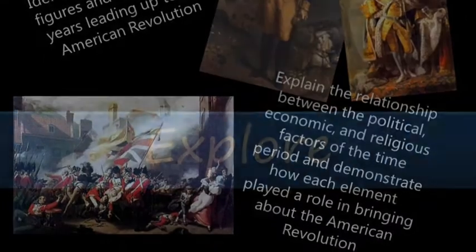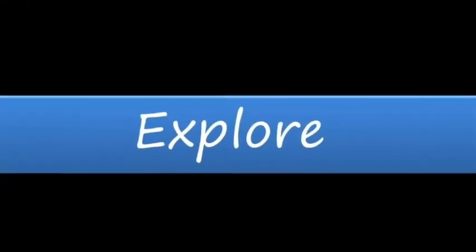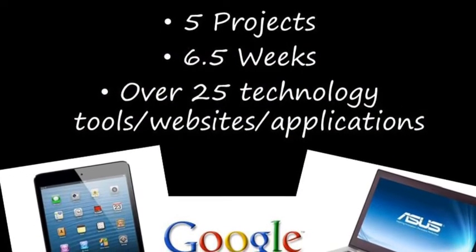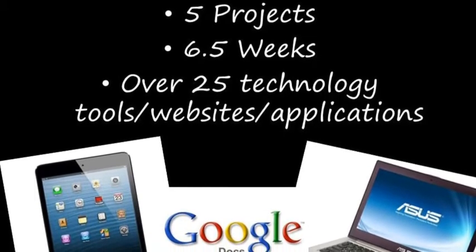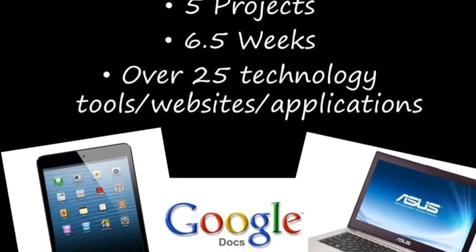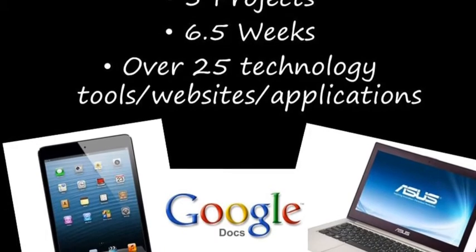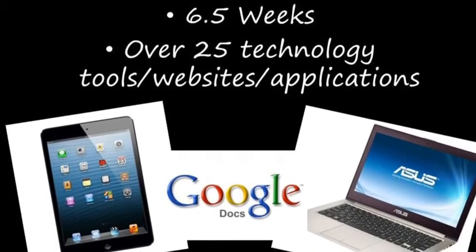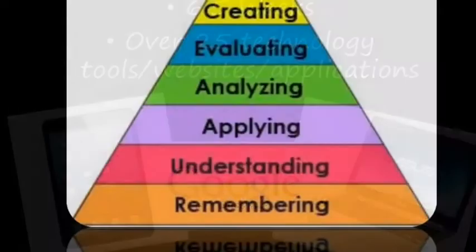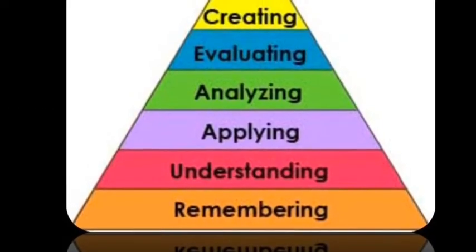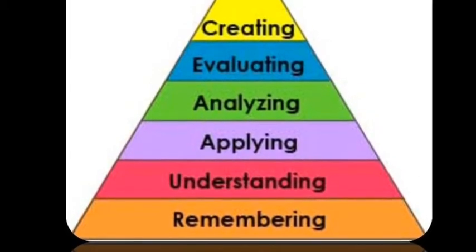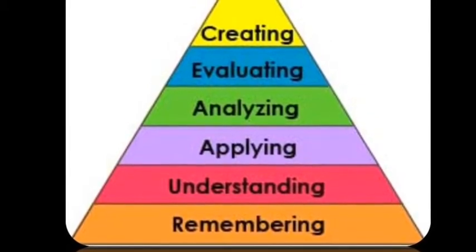And what better way to learn about the events leading up to the Revolution than to actually explore and experience it? The Road to Revolution is a project-based unit where students are actively discovering and creating. Over a 6.5-week time period, students will complete 5 themed projects using over 25 different iPad and laptop technologies, websites, and applications. Each project will guide the students through the 6 levels of Bloom's taxonomy, encouraging them to go beyond the surface-level understanding and really engage in the pre-revolutionary material.